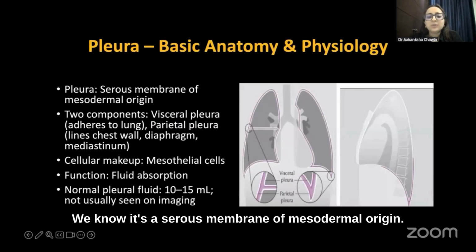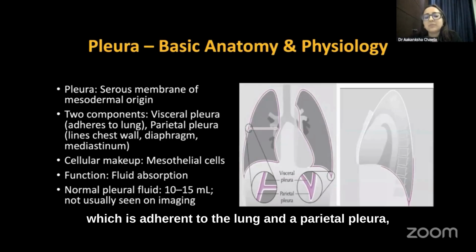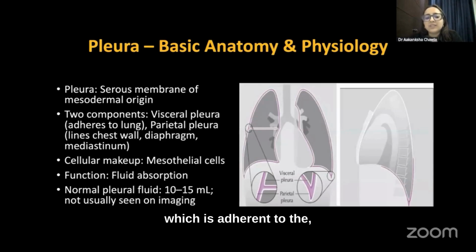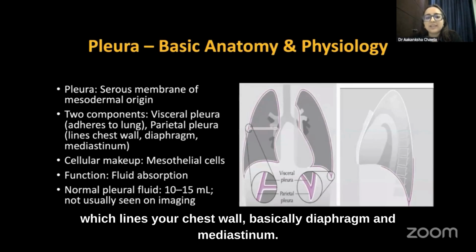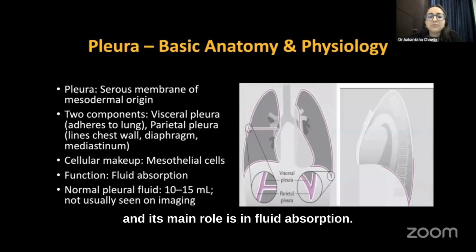What is pleura? We know it's a serous membrane of mesodermal origin. It has a visceral pleura, which is adherent to the lung, and a parietal pleura, which is adherent to the structures that line your chest wall, basically the diaphragm and mediastinum. Its contents are basically mesothelial cells, and its main role is in fluid absorption. Normally, the fluid in the pleural space is about 10 to 15 ml, which is not usually seen on imaging.